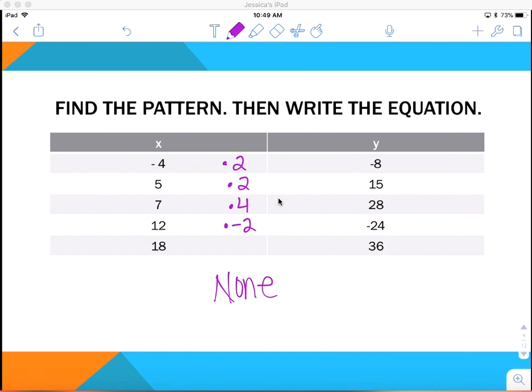This would not be considered direct variation. In order for it to be direct variation, it has to follow the same pattern throughout the entire table. So you don't want to just check the first line, you need to make sure you check all of them.